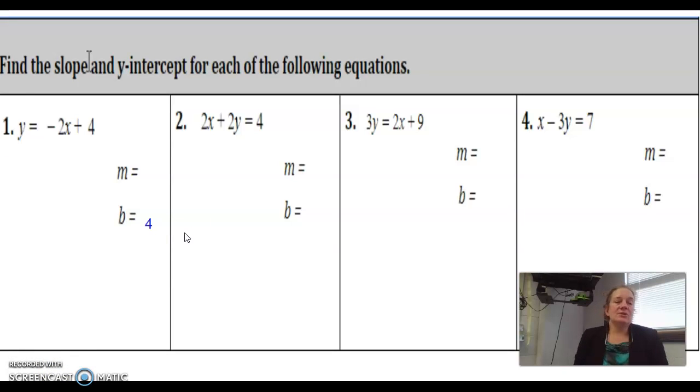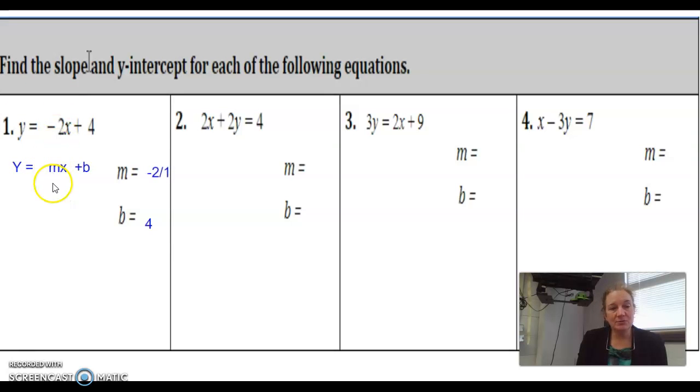So, first thing we're going to do is look at this equation, and how do we find the m and the b? Well, it's easy. What I do every time is write y equals mx plus b on the bottom. The y's line up, the m's line up. What number's in the m spot?